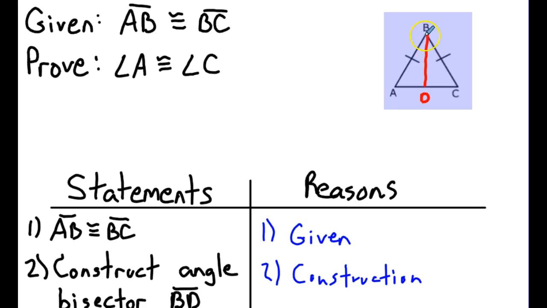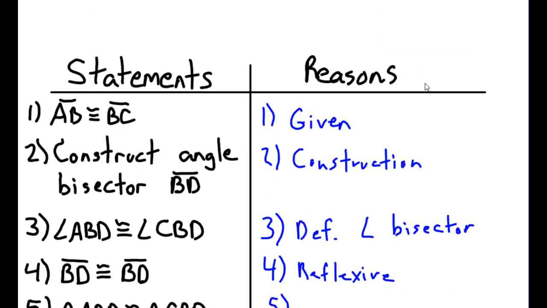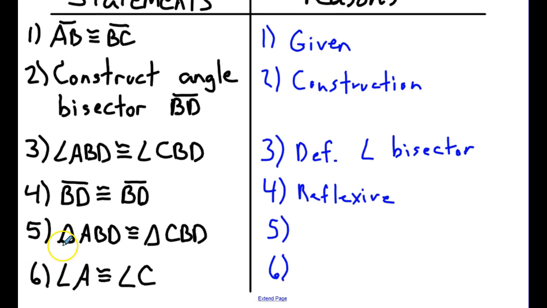So now we've shown that AB is congruent to BC, angle ABD is congruent to angle CBD, and BD is congruent to BD. So now we can say in step 5 that triangle ABD is congruent to triangle CBD by the side-angle-side congruence postulate.